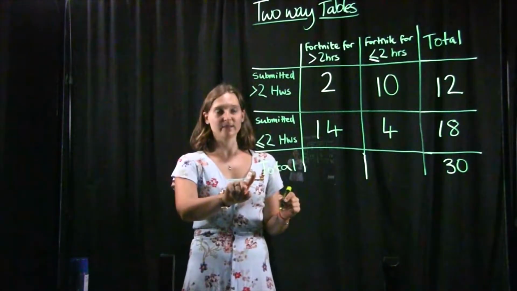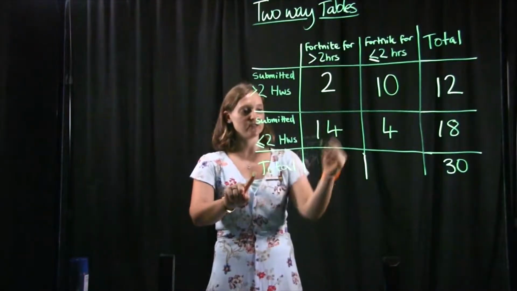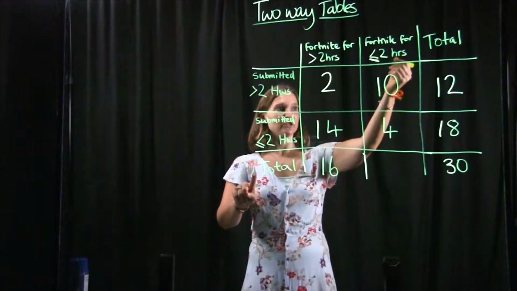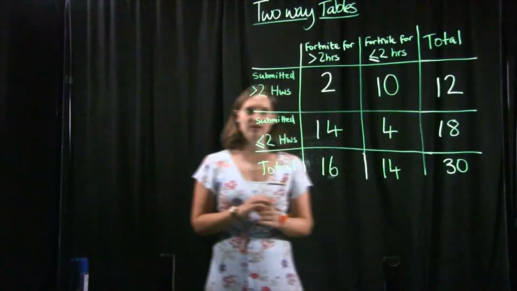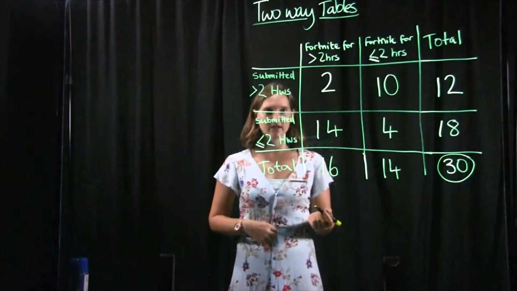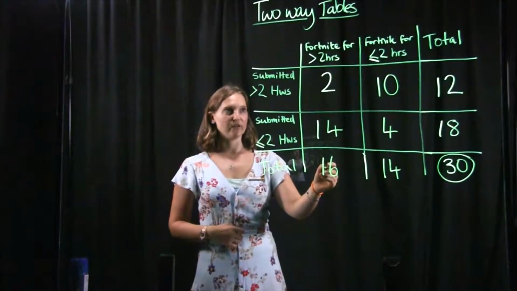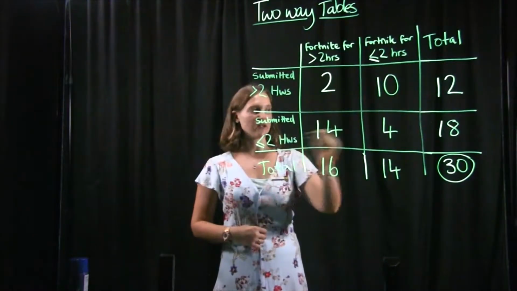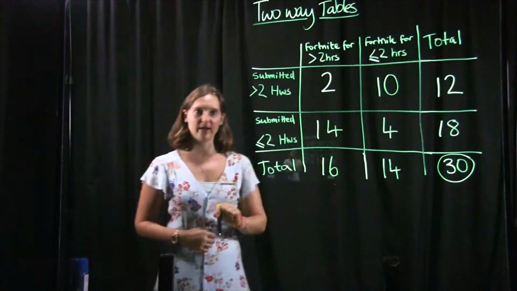Now we need to check that the numbers balance out. So for people who played Fortnite for more than 2 hours per day, we've got 16 people because we're adding these 2 together. And for people who played Fortnite for 2 or fewer hours a day, we've got 14 people. And yes, those add up to 30. So a two-way table is helpful because I can now see how many students I surveyed. Alright, so we've surveyed 30 students. I know how many people played Fortnite for more than 2 hours, how many played it for less, how many submitted more than 2 pieces of homework, and how many submitted less. Then my data goes into even more detail in these 4 squares here.